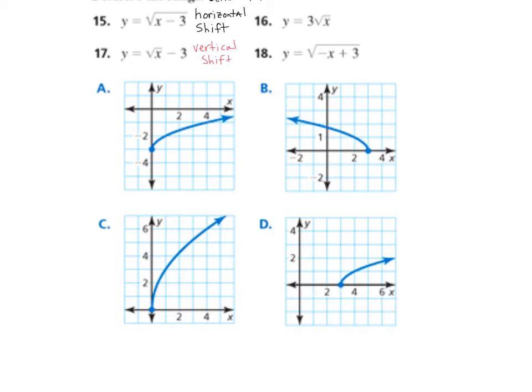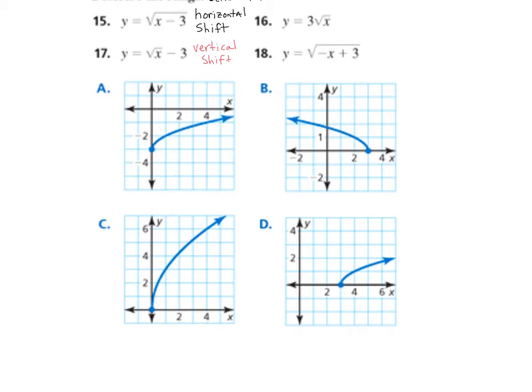Now look at B. B is flipped around. It's kind of the parent graph, but it's going left instead of right. Look at C. Instead of taking the normal square root function, it's growing really fast. And then D looks like the regular square root function, but instead of starting at 0, 0 and moving to the right, it's shifted right 3 and then it's moving to the right.